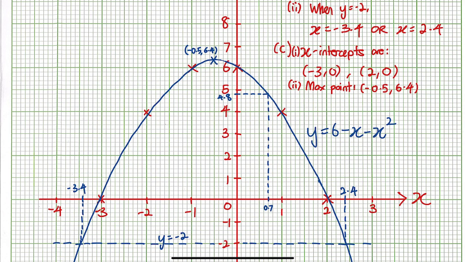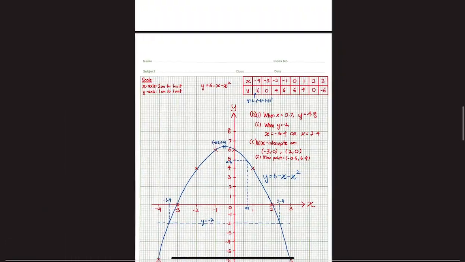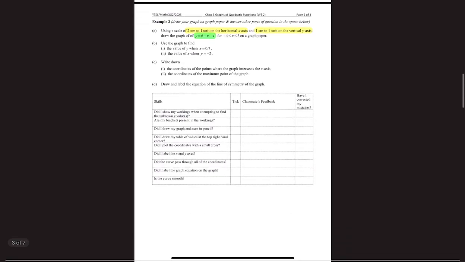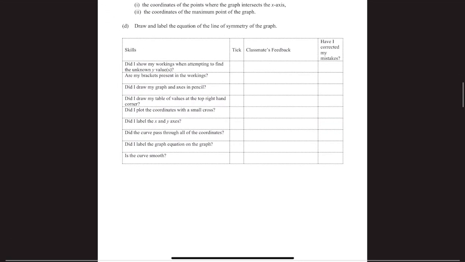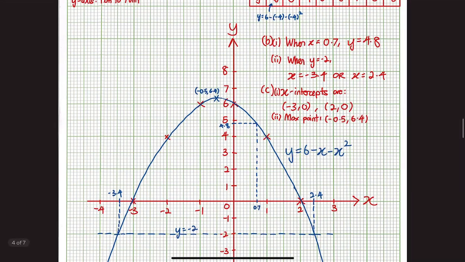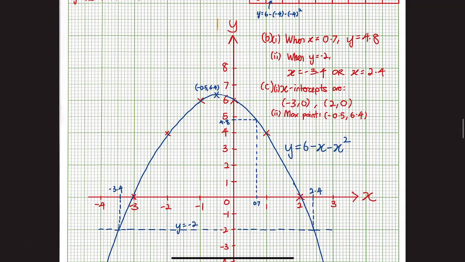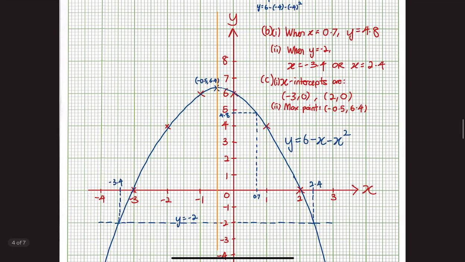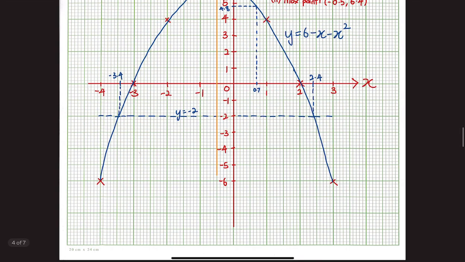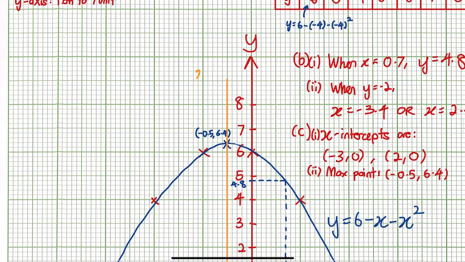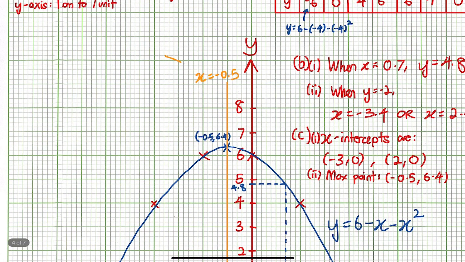So therefore, for the equation of the line of symmetry, I got no space here, let me write over here. Draw a label of the equation of the line of symmetry. So over here, using a pencil, I'll use an orange line to draw this line. Draw this line onto your graph paper. This is your line of symmetry. Now I will label this line: x equals negative 0.5. This is your line of symmetry.